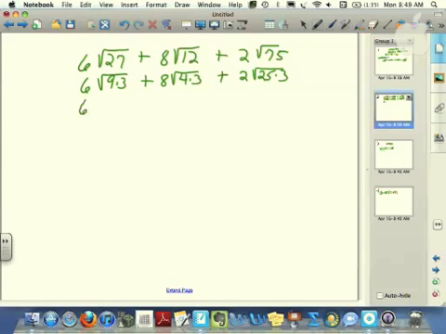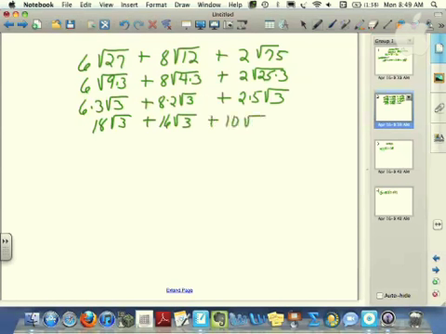I can take the square root of 9, which is 3. I'll put that out front. I can take the square root of 4, which is 2. I'll put that out front. And I can take the square root of 25, which is 5. So now, after I simplify everything, I have 18 radical 3's plus 16 radical 3's plus 10 radical 3's. Now, all of them have the same radical, so I can add their coefficients together. 18 plus 16 plus 10 is 44 radical 3's.